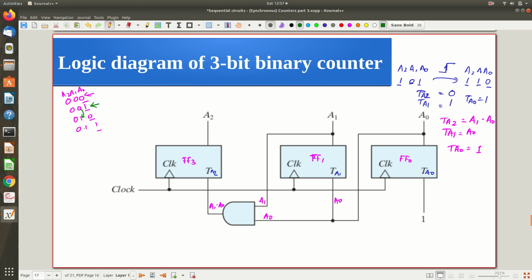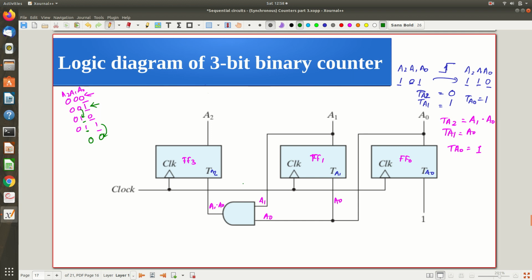Otherwise, if that bit is 0, it will not toggle, it will simply retain this one. Similarly, this is 1, so definitely this bit has to toggle. And the least significant bit will always toggle. Now what about the last bit? The last bit is determined by A1 and A0. The thing is to just look at the bits that are following it.